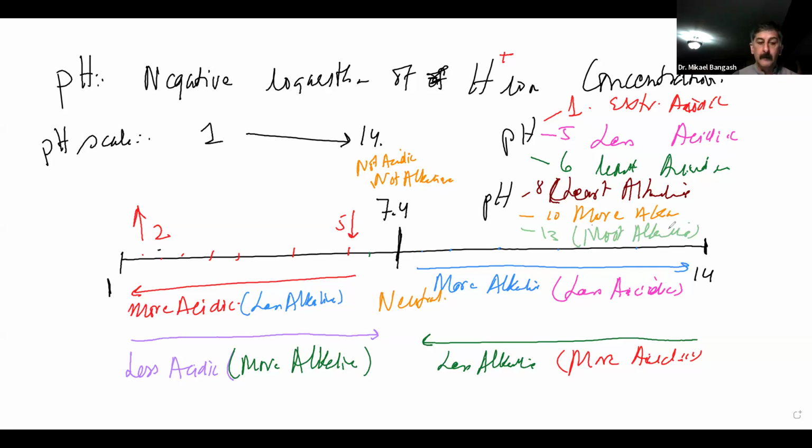Right. So the pH scale is mainly just a scale that can extend from 1 to 14 with a neutral value around 7.4. The reason we use 7.4 is because that is the neutral pH of blood.